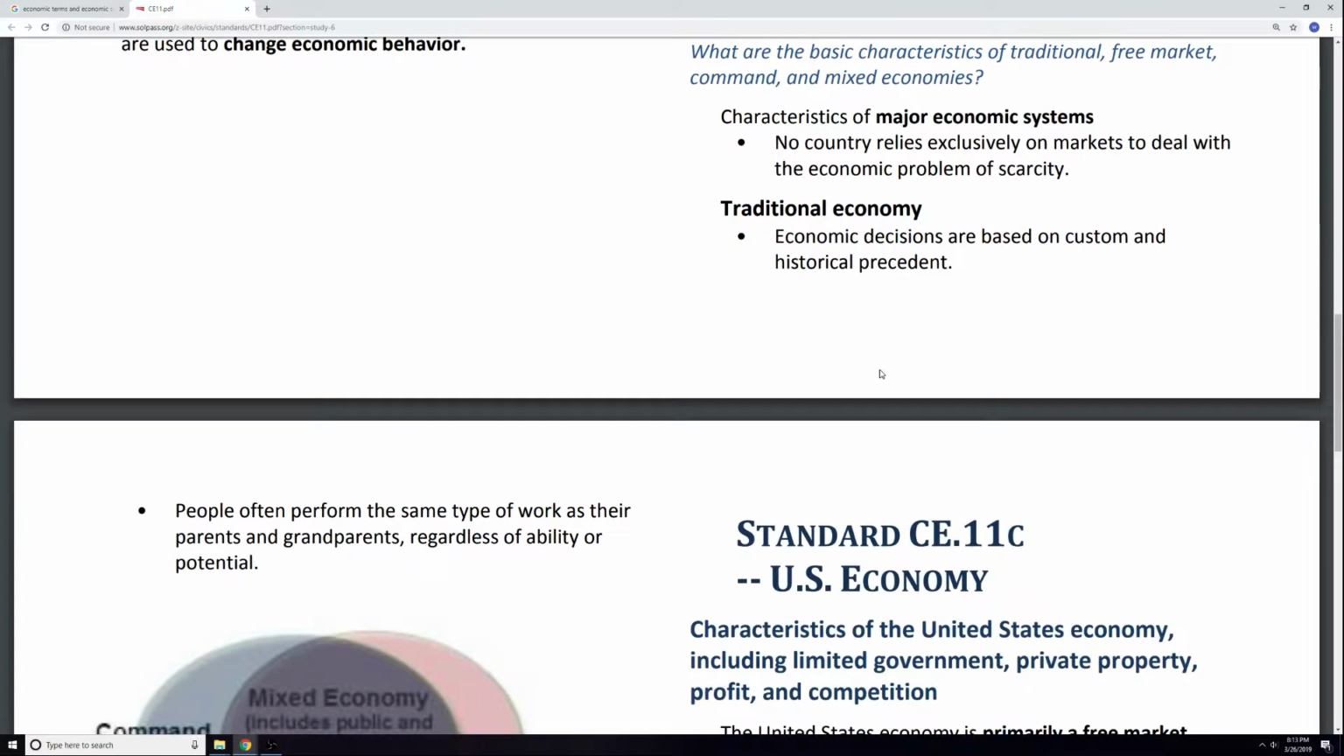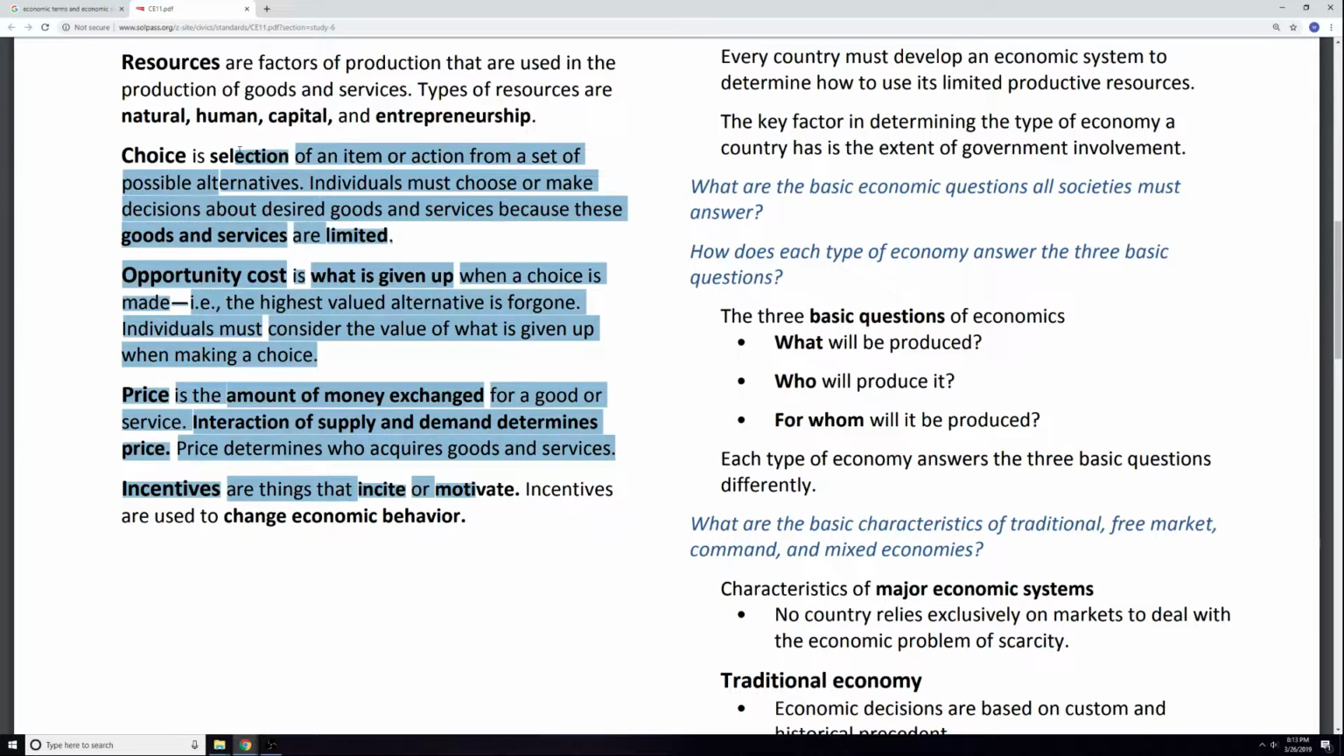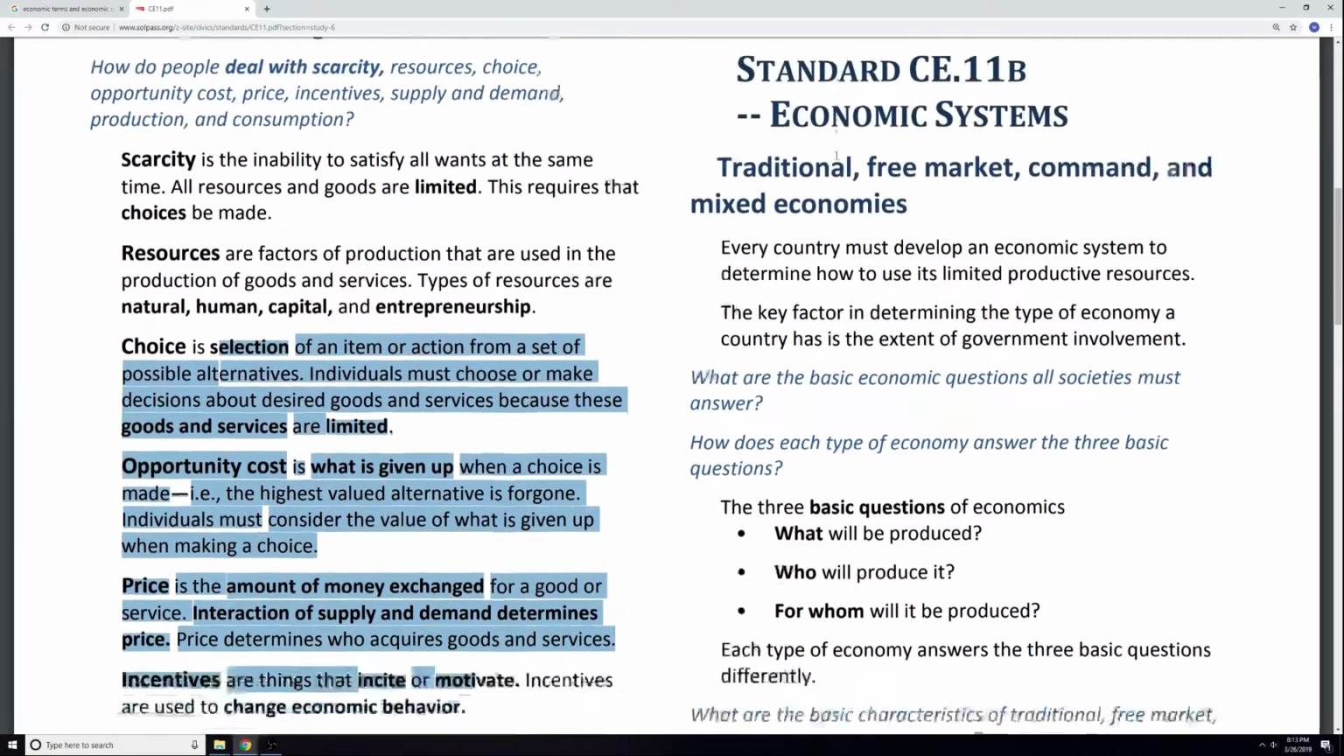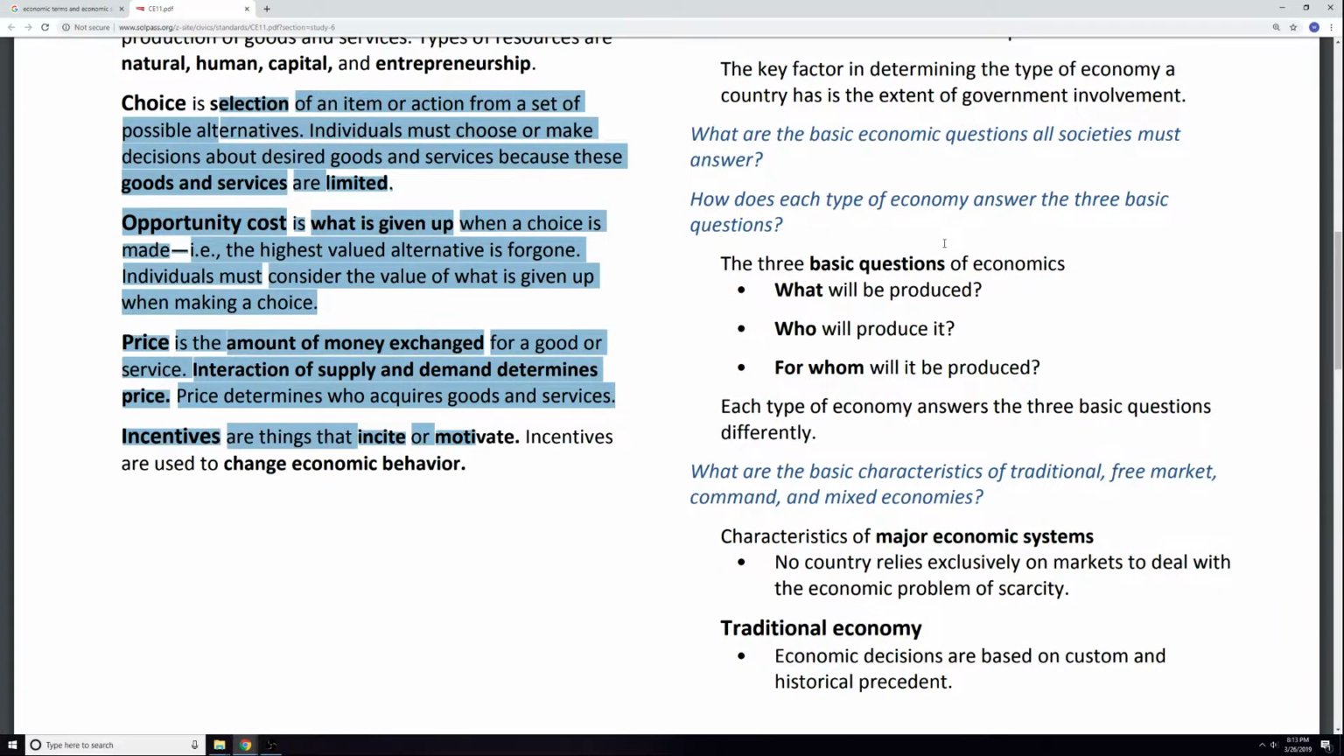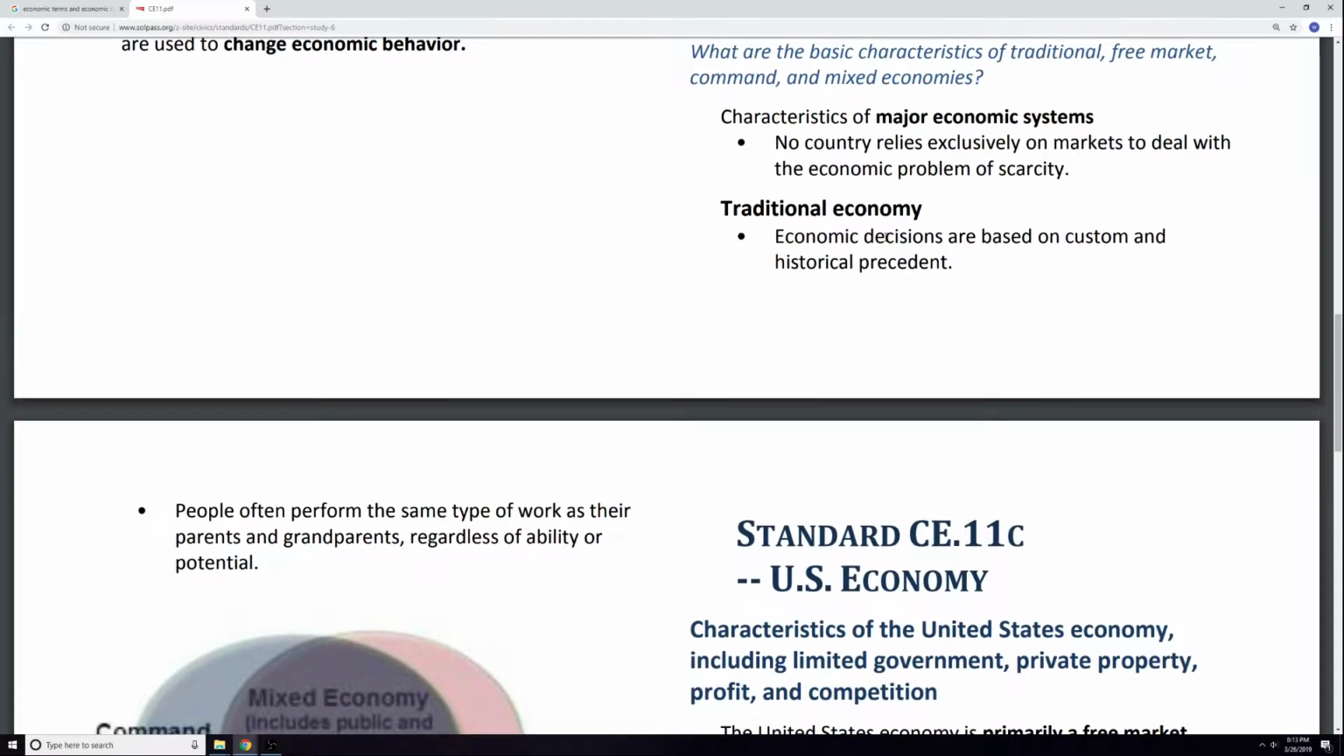All right, so traditional economies are based on custom and historical precedent, i.e. traditions. The first test is basically your vocab. That's the first one. The second one is the econ system. So back to traditional. This is kind of the outlier. Think of tribal, or think back before we really had money. This is where you're basically doing things just because that's how they've always been done.